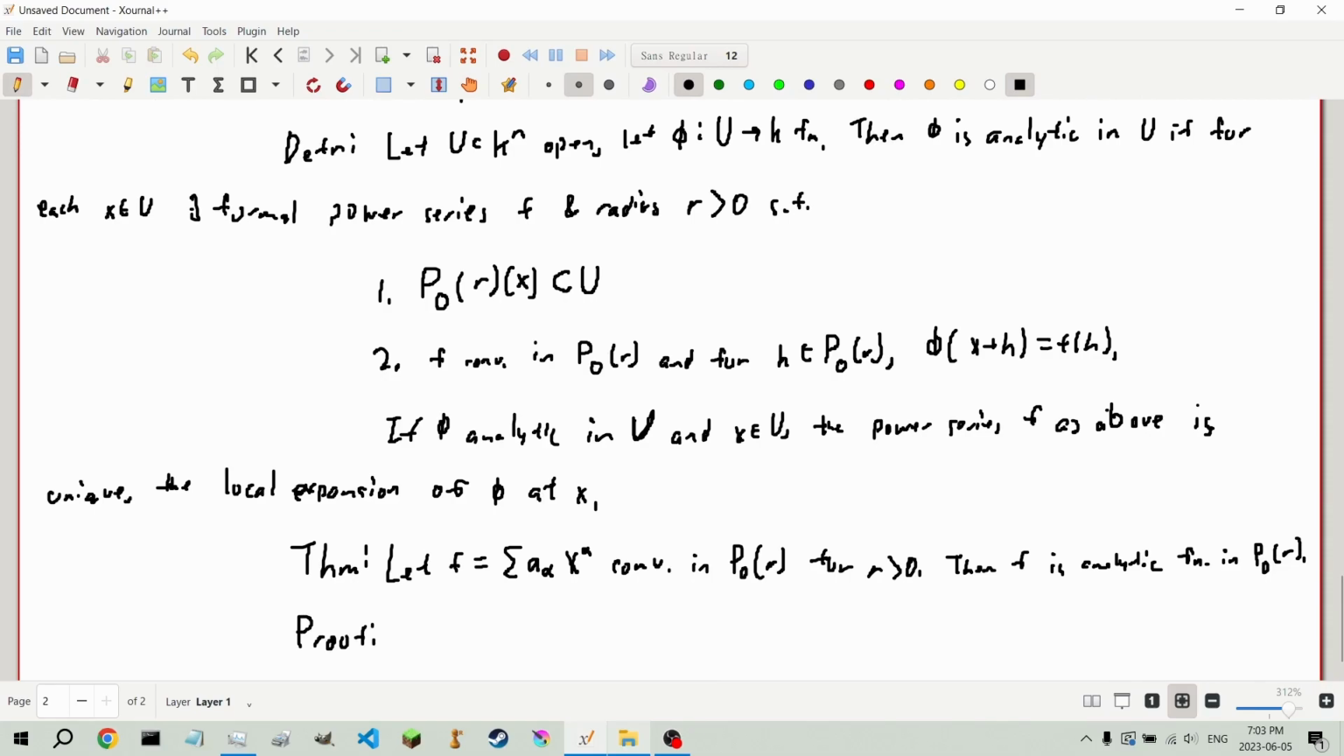Like the proof, let x be in the open polydisk of R. We can then choose an R prime such that, essentially, R prime is between the size of X and R. And we can set S to be R minus R prime.